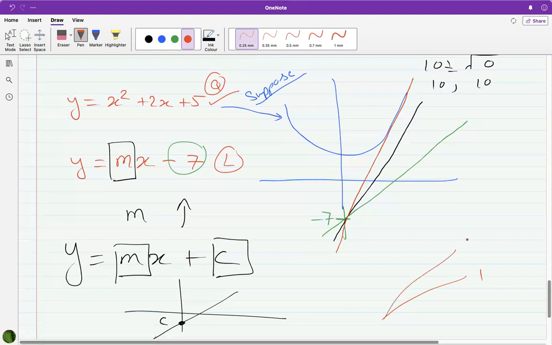Line 1, line 2, line 3. It means the gradient is increasing. From 3 to 1, the gradient is decreasing. Any doubts about this thing? That increasing the gradient means more slope.